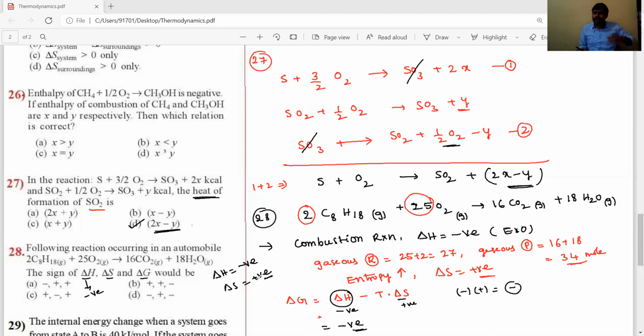Why is delta S positive? The more gaseous moles of products are present when compared to gaseous moles of reactants, the total number of gaseous state products is more when compared to gaseous state reactants. That's why entropy will increase. The entropy of gases is more than liquids and then solids, so the number of gaseous state products increases when compared to reactants. That's why entropy is increasing. The entropy change increasing means delta S is positive and delta G is negative. So the answer is plus minus plus minus. D option is correct. Okay, students.